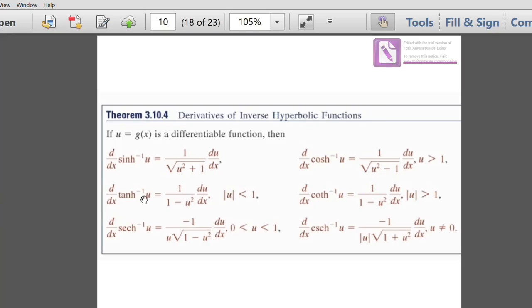Similarly, for the inverse of hyperbolic tan, we have 1 over 1 minus u squared. Here you have 1 over 1 minus u squared. And for the inverse of hyperbolic sec, you can also make a relation between this one and this one.